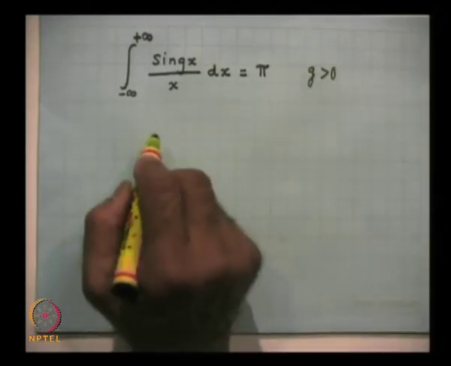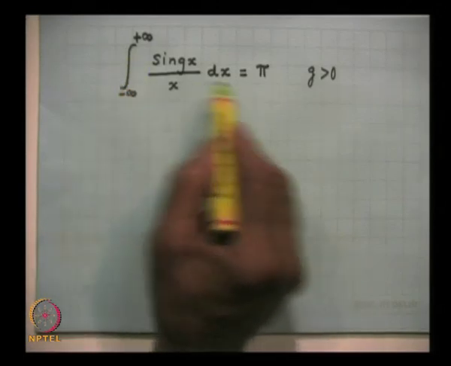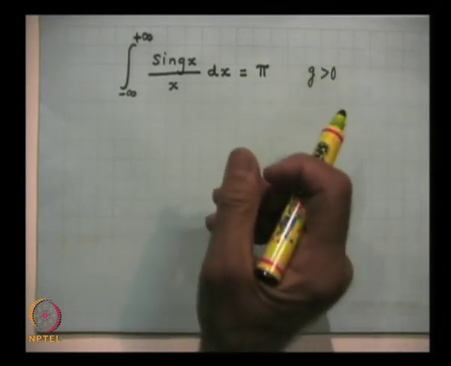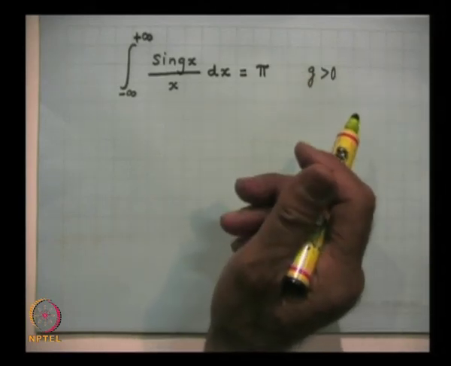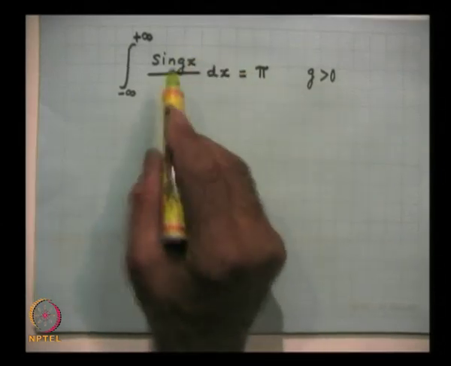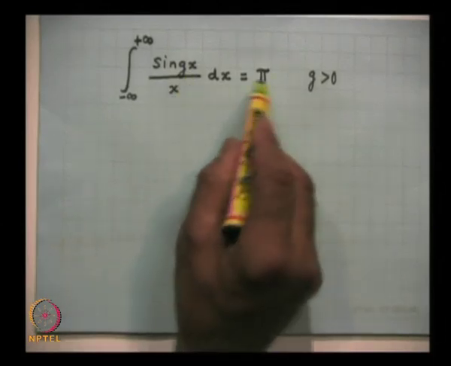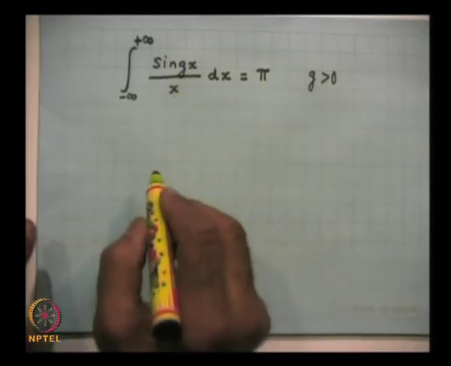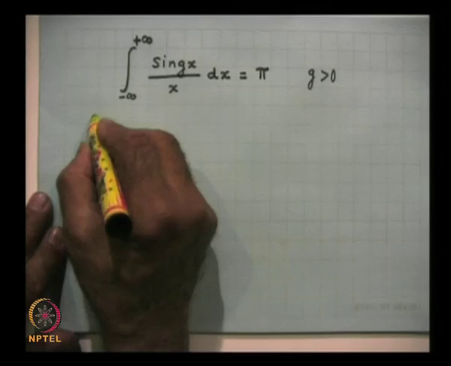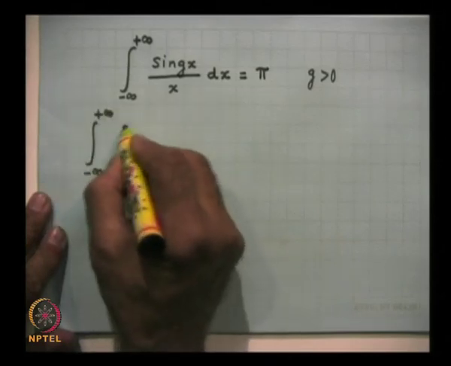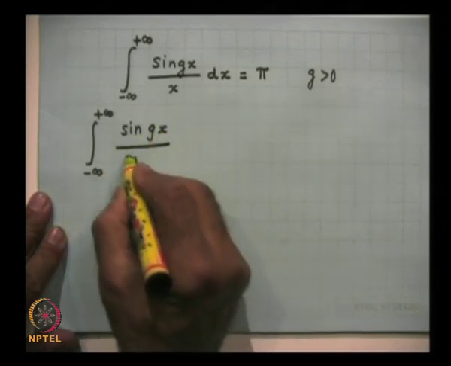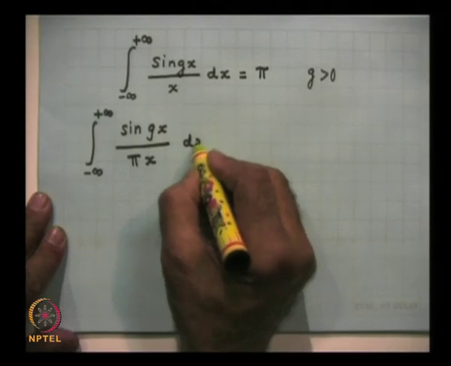For any value of g, the evaluation of this is extremely straightforward using the Laplace transform technique and is given in almost all books on mathematical physics. But the thing that I would like to emphasize is that the integral of sin g x by x dx is equal to pi. So, I write this as the integral from minus infinity to plus infinity of sin g x by pi x dx is equal to 1.